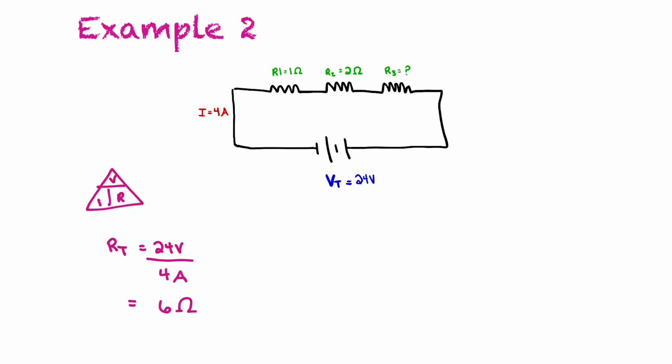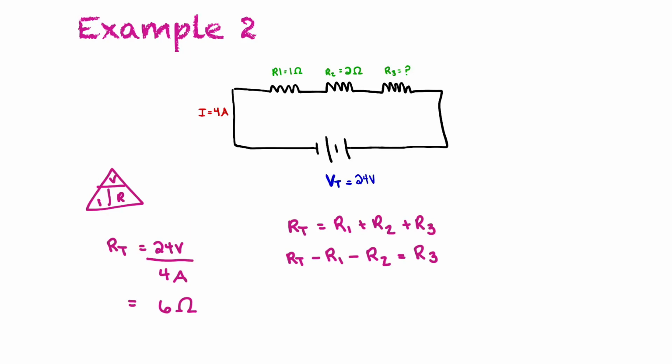But we're not finished yet. We need to find out what the resistance of the third resistor is. So we need to remember, R total is equal to R1 plus R2 plus R3. So we can rearrange this a little bit. We can move R2 and R1 to the other side of the formula to isolate R3. So R total minus R1 minus R2 is equal to R3.